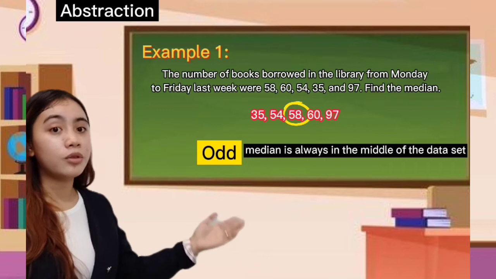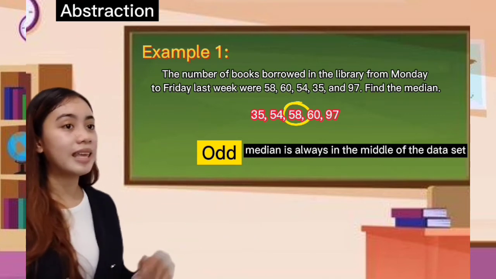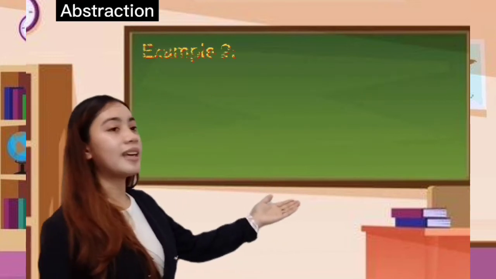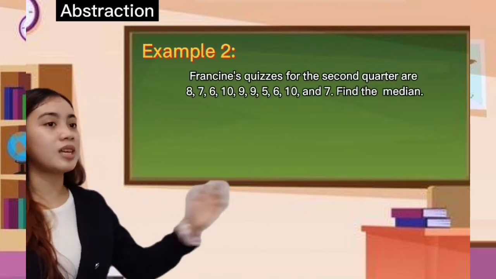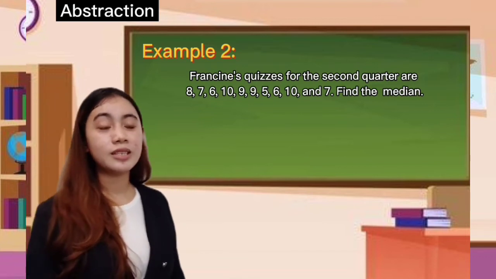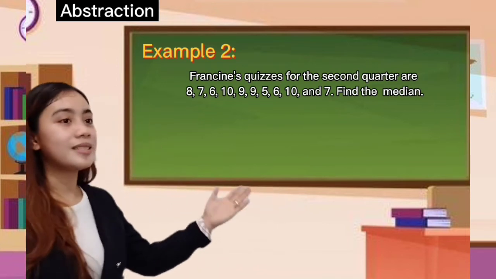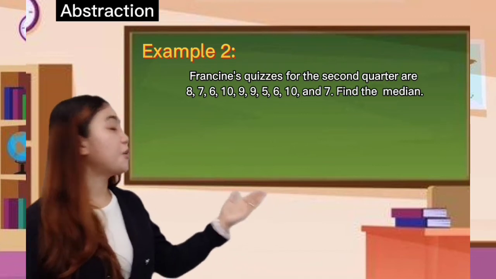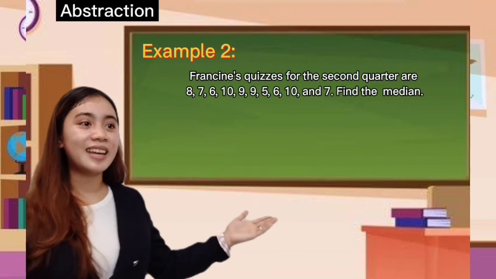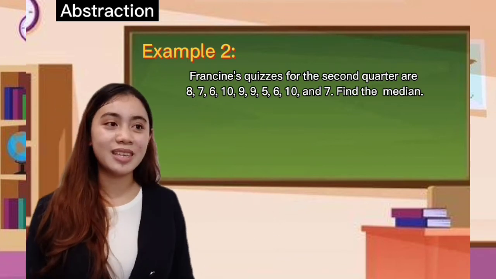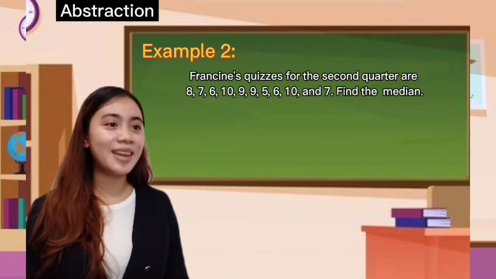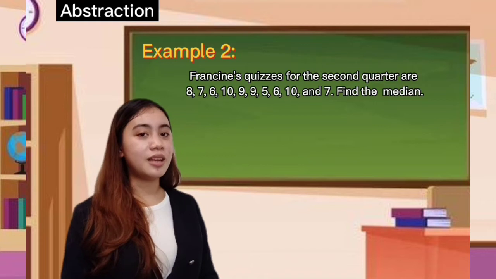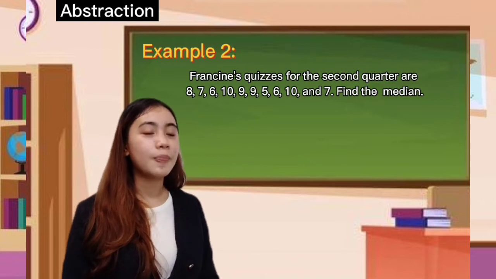Since we have an odd sample, the middle value of the data set is 58. Very good. So for the second example, everybody please read. Francine's quizzes for the second quarter are 8, 7, 6, 10, 9, 9, 5, 6, 10, and 7. Find the median. So what is the first rule again? Very good. Arrange the scores in ascending or descending order, then find the middle value.